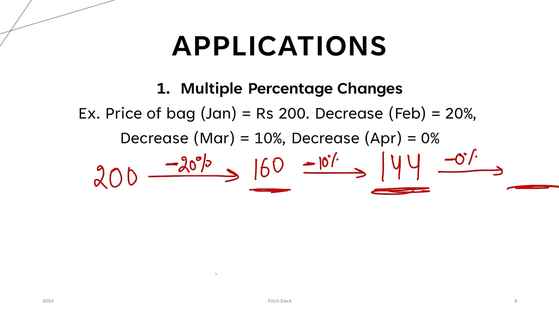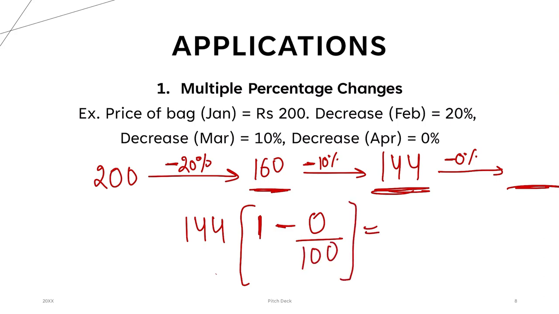Now moving on, 144, 1, since it has decreased, minus 0 by 100. So minus 0 by 100, again it will give you 144. So there is no increase or decrease in this month, meaning 0% increase or decrease. So it will give you 144. So price has decreased from 200 to 160 to 144, now again 144. I hope this is clear.